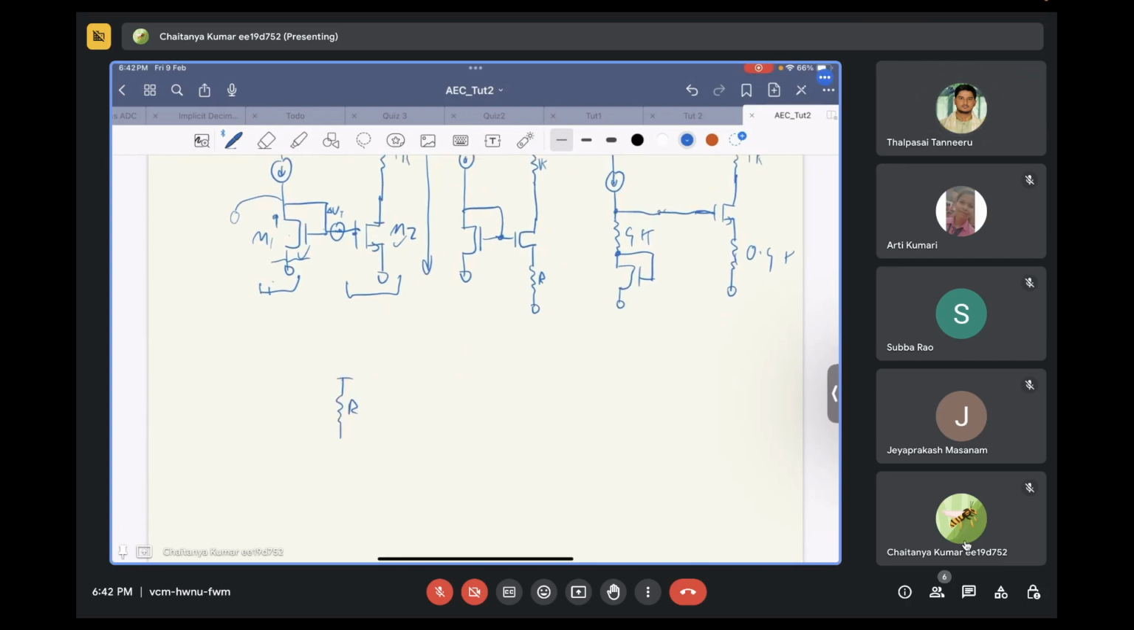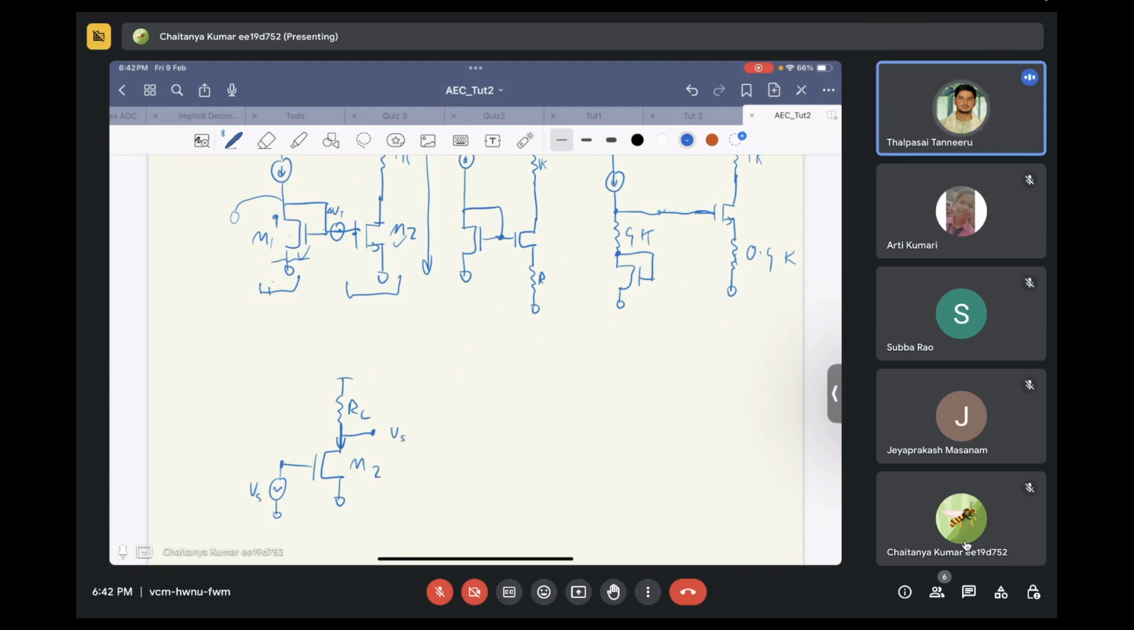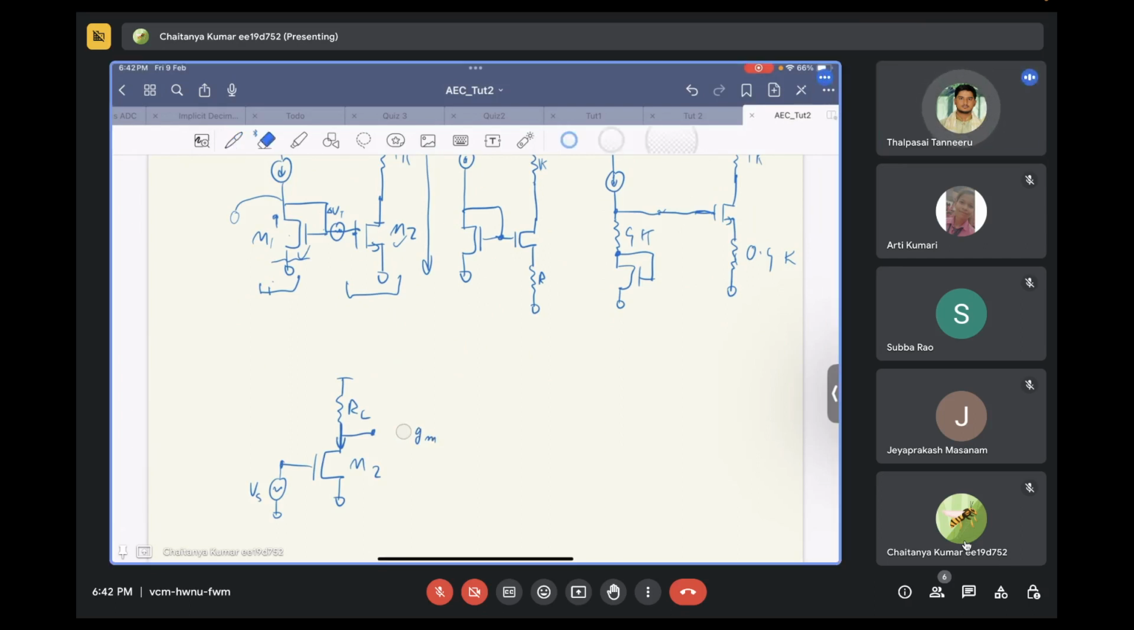Let's say we had this complete circuit with transistor M2, and in the small signal scenario we applied some voltage Vs. What would be the current flowing through this transistor M2? It should be Gm times Vs in small signal. Correct? Yes, Gm times Vs.